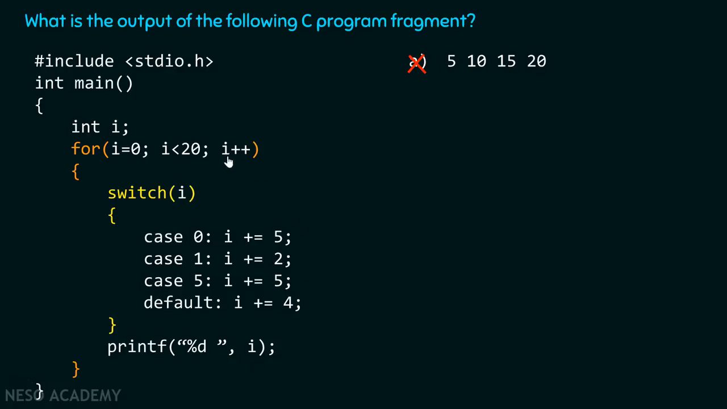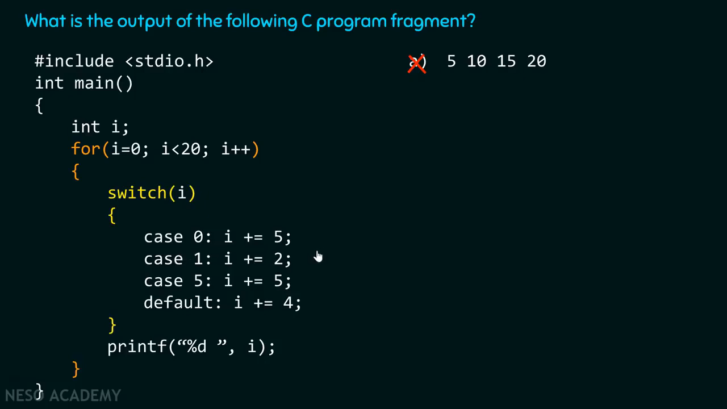Now 5 becomes 6. Then we again check the condition, 6 less than 20 or not. As 6 is less than 20, therefore we come inside this for loop. Because 6 is not matched with any other cases, therefore default will get executed. 6 plus 4 becomes 10. So the value 10 is stored inside I. Now we simply print the value 10 on the screen. This process continues, and hence the output becomes 5, 10, 15 and 20. Now why is this particular output incorrect? Think about it.